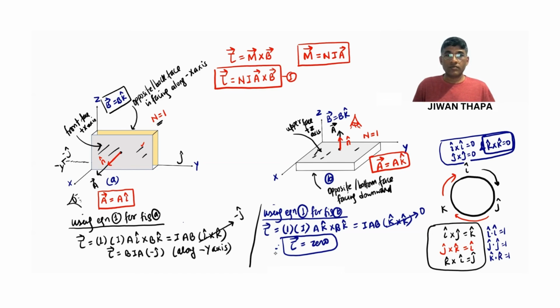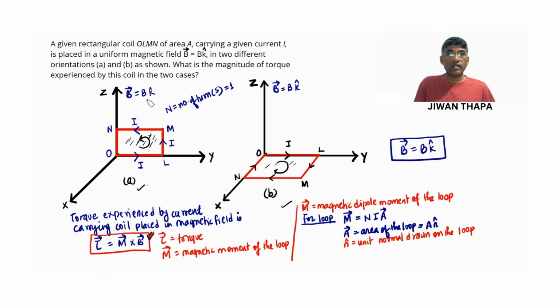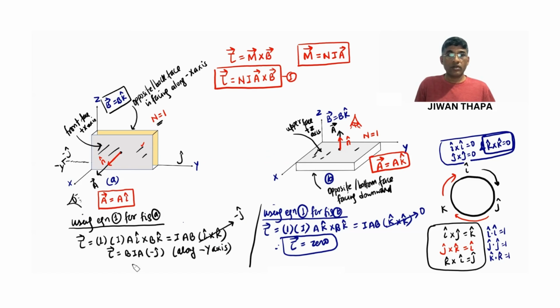Now we are asked to find the magnitude of torque. From the question, we are asked to find the magnitude of torque. Therefore in figure A, the magnitude of torque tau equals B I A, and in figure B the magnitude of torque equals 0.